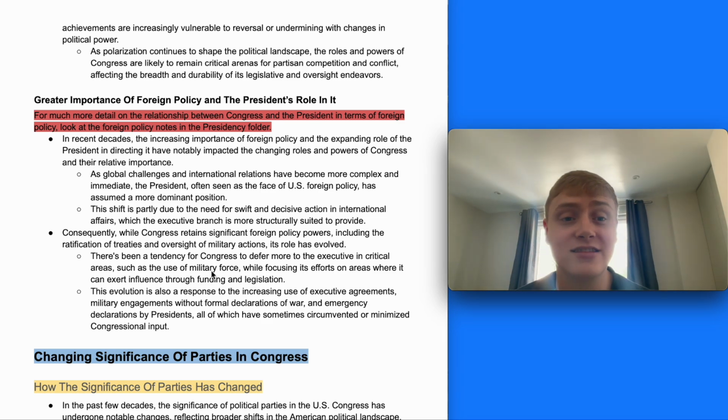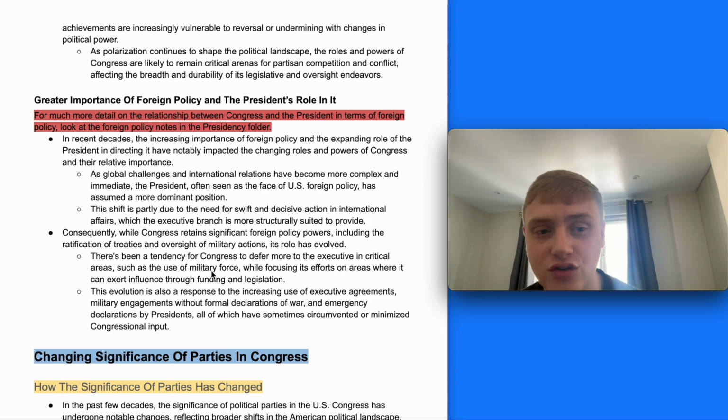Effectively, in recent decades, the increasing importance of foreign policy and the expanding role of the president in directing it have notably impacted the changing roles and powers of Congress and their relative importance. So as global challenges and international relations have become more complex and immediate, the president has assumed a more dominant role in foreign policy. And this shift is partly due to the need for swift and decisive action in international affairs, which the executive branch is more structurally suited to provide. And as a result, while Congress retains significant foreign policy powers, such as the ratification of treaties and the oversight of military actions, its role has evolved and in reality become less important.